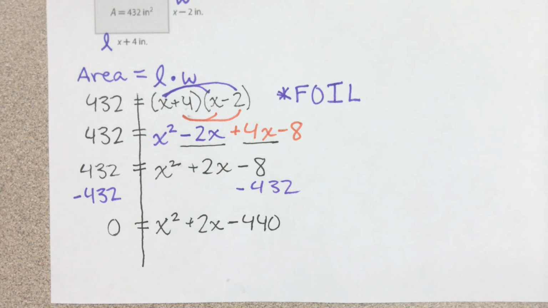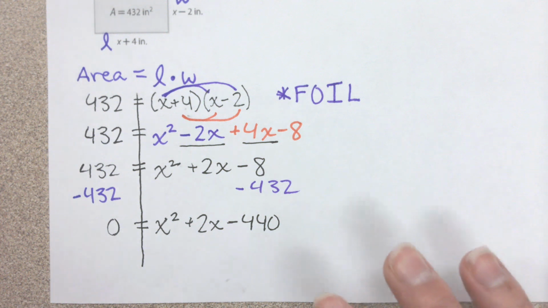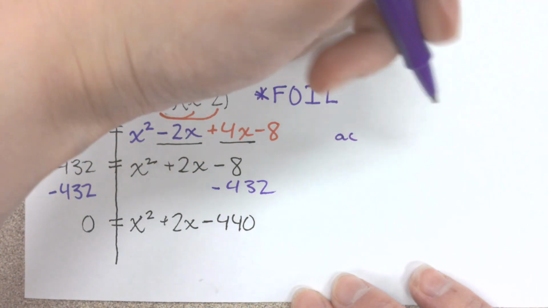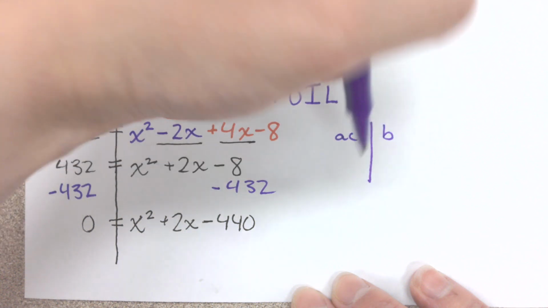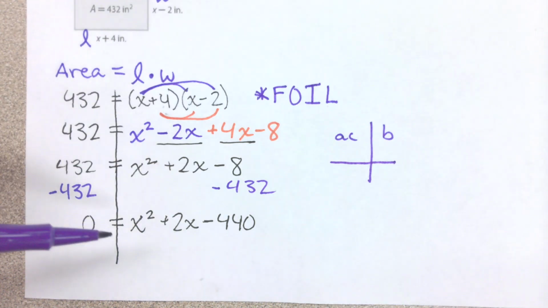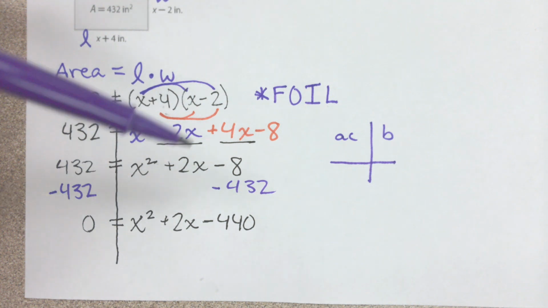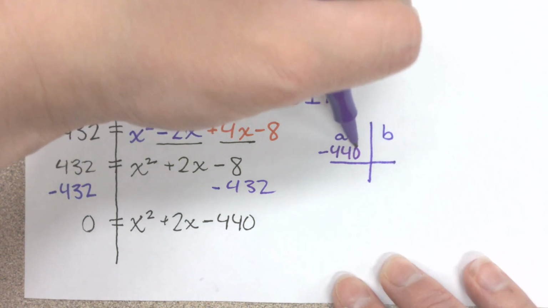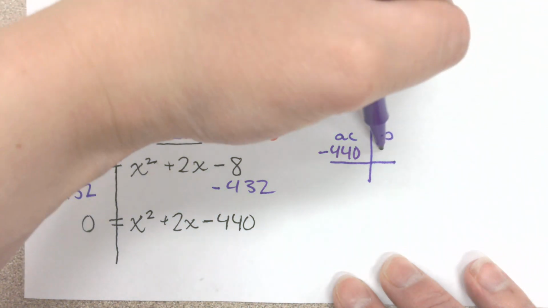At last, we are able to actually solve this. We have a trinomial on the right side and then 0 on the other side. 3 terms. We're going to use an ACB chart. A here is 1. That's the best kind. We don't need to do all the slide and divide stuff. So 1 times negative 440. That's negative 440. B is 2.